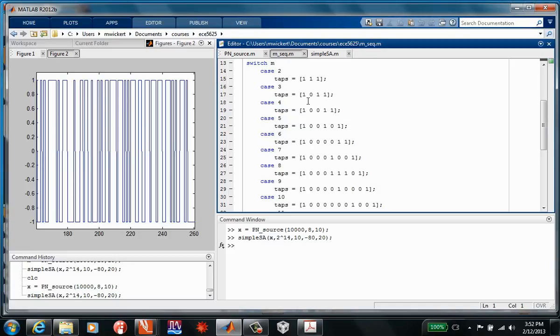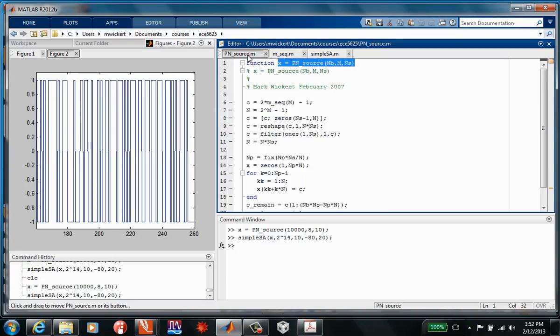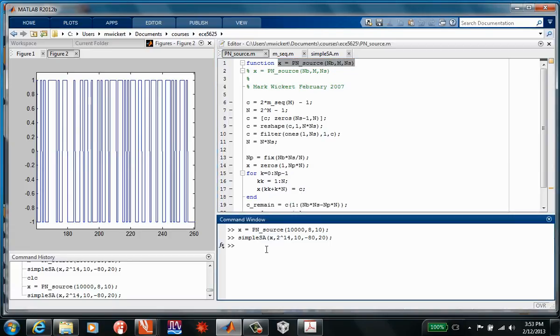So I picked different taps, and then I built a wrapper function called PN source that sits on top of that. What it does is make a waveform out of this. If I just call M sequence, it gives me a sequence of 0, 1, 1, 0, 0, 1, 0, 1. If I run it through this function PN source, it stretches it out, and I can define how many bits I want to put out and how many samples I want per bit, as if I'm doing this in discrete time signal processing, which in MATLAB I am. And M is whatever value I want, like 3 or 5.